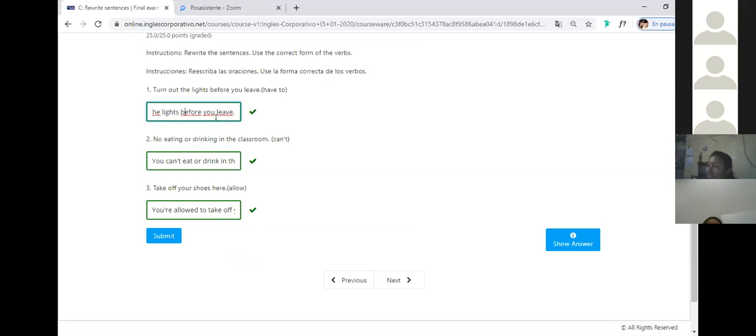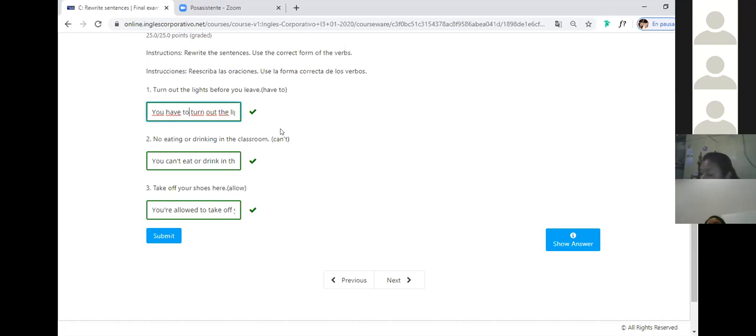No sé si pueden ver esta respuesta. You have to turn out the lights before you leave. Okay, y acuérdense de poner el punto. ¿Verdad? You have to always write the period, porque si no igual se las toma mala, ¿verdad, Elmer? Ponele, sí. Ponelo al primer al inicio. You have... Ahí está, ¿eh? You have... Es que rapidita las manejo. Okay.